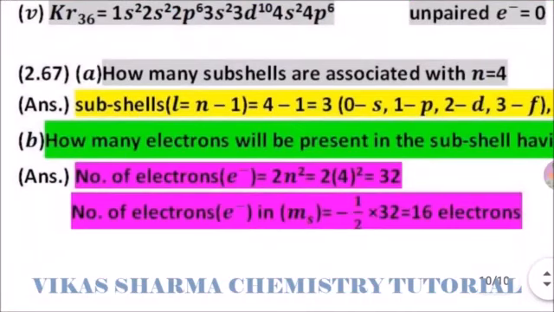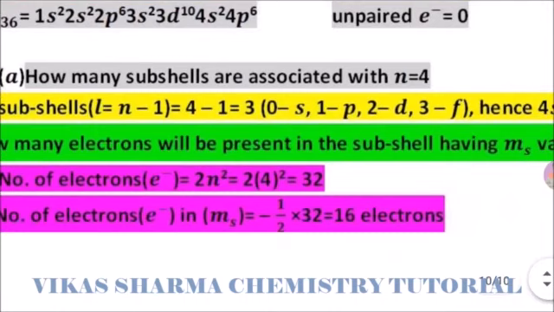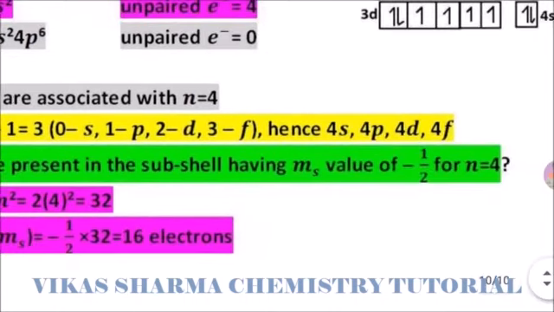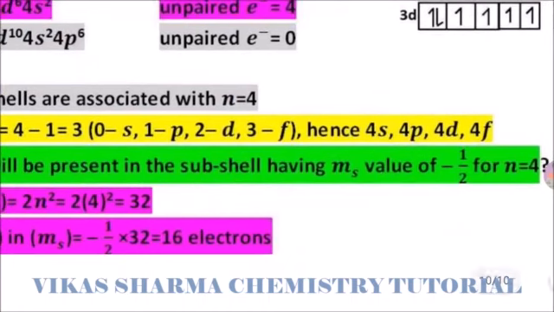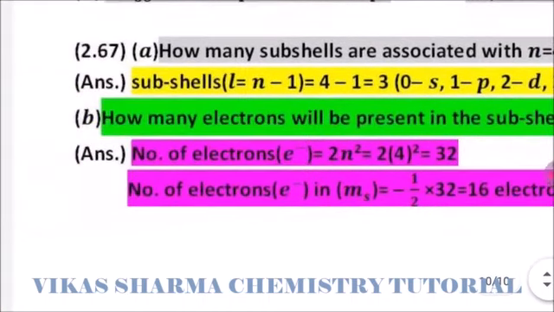Question 2.67: how many subshells are associated with n equal to 4? The subshell values are given by l from 0 to n minus 1. So 4 minus 1 is equal to 3, meaning l is 0, 1, 2 and 3. So s, p, d and f subshells are formed, meaning 4s, 4p, 4d and 4f orbitals.